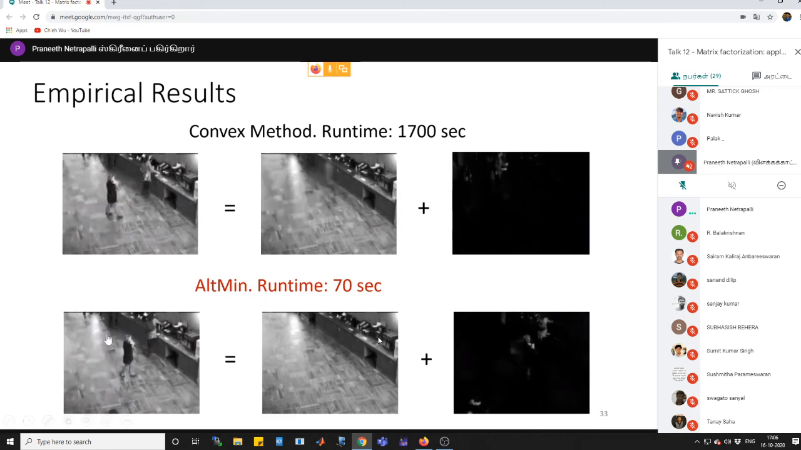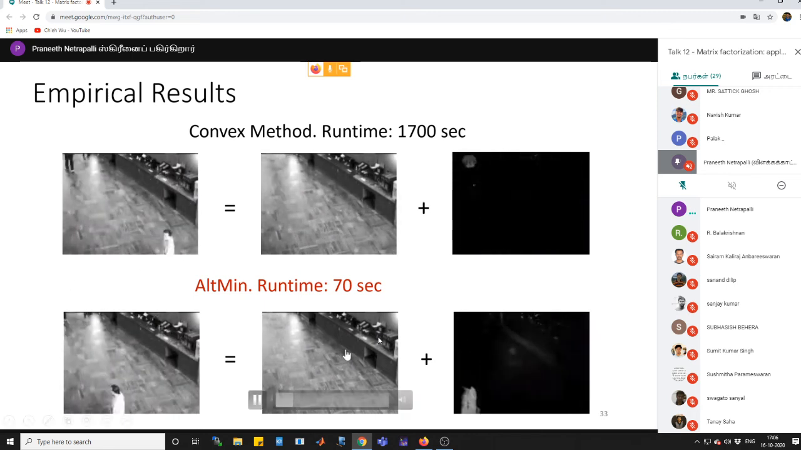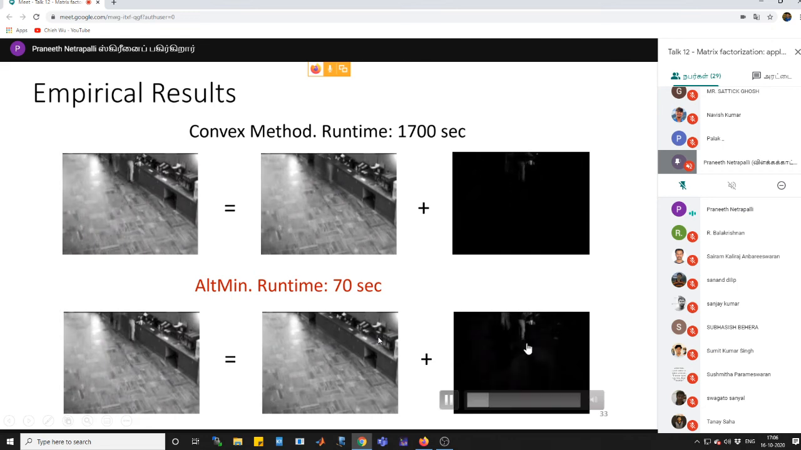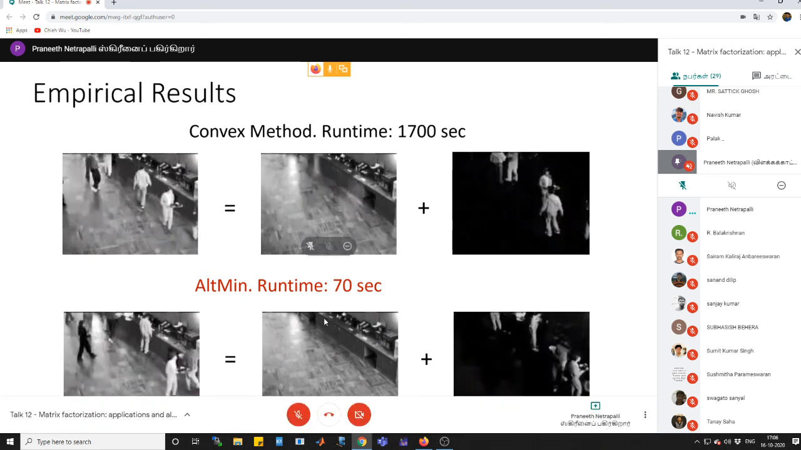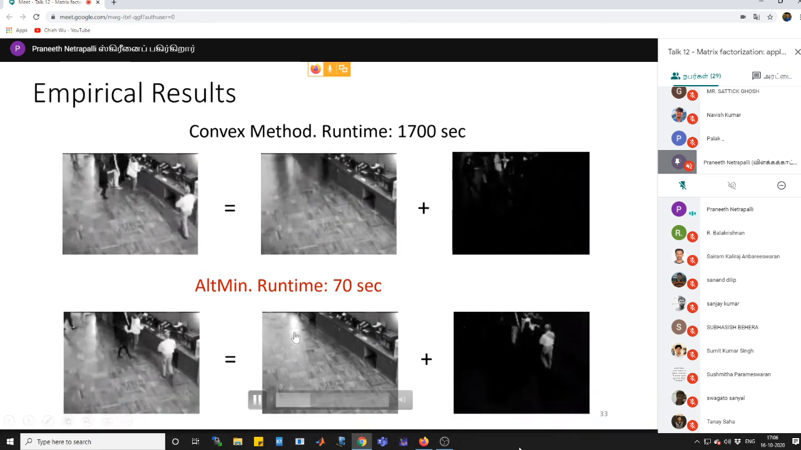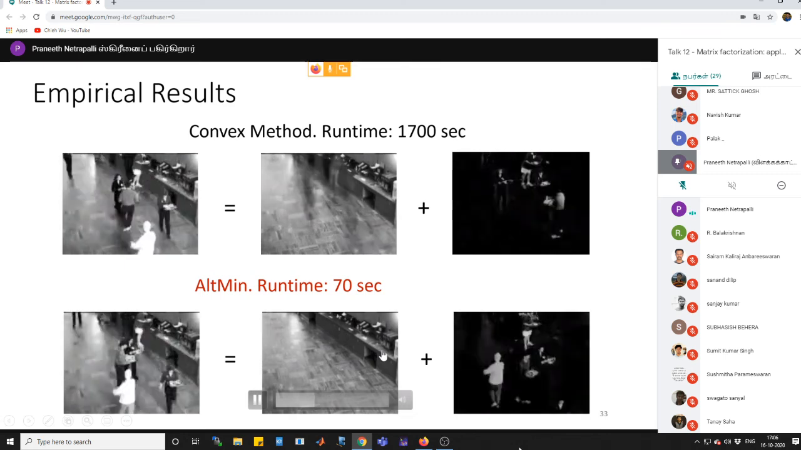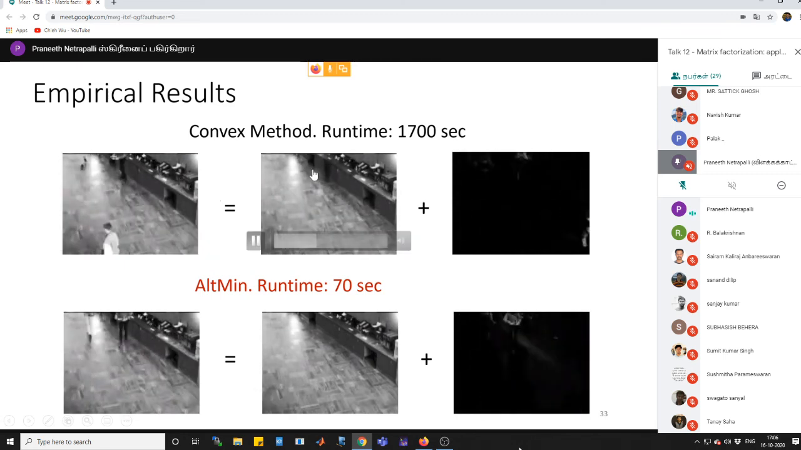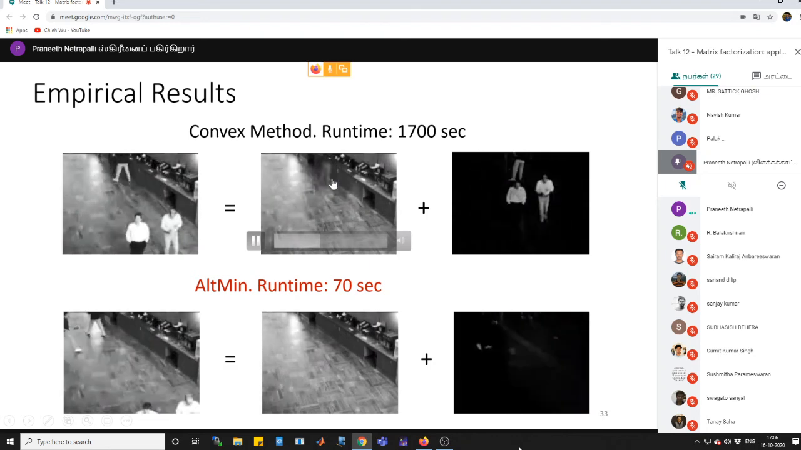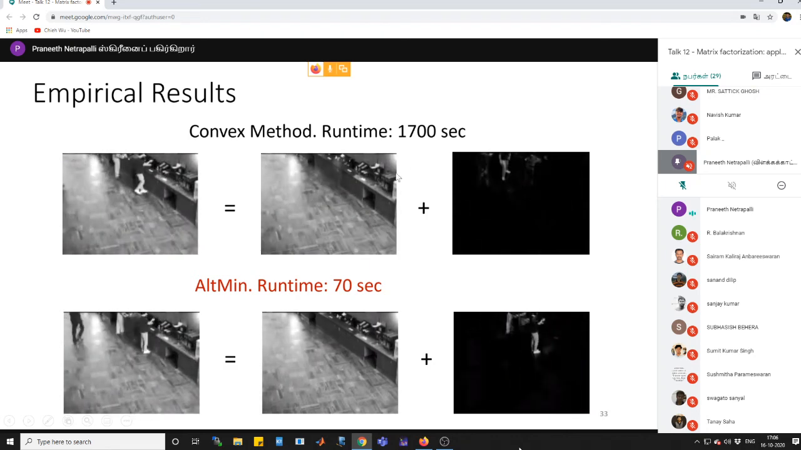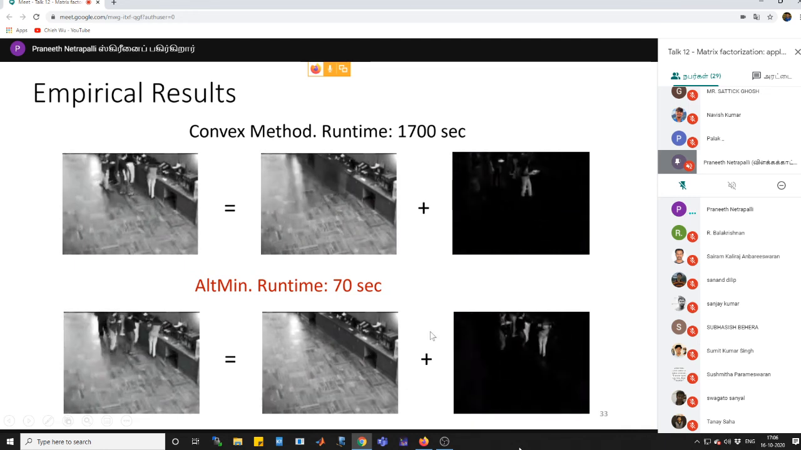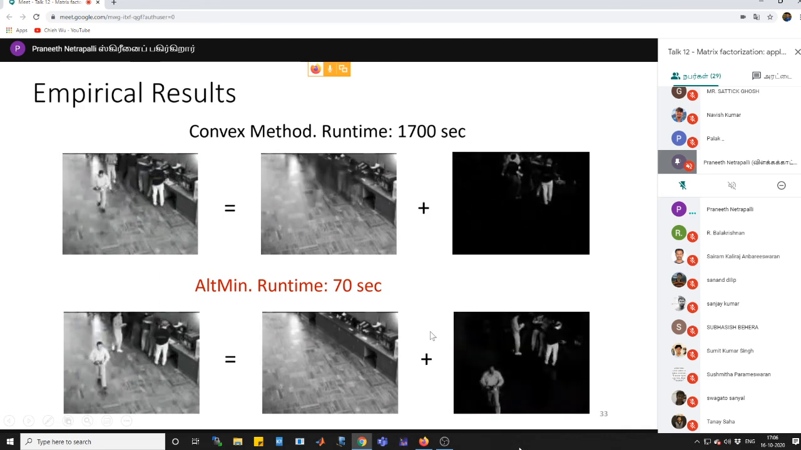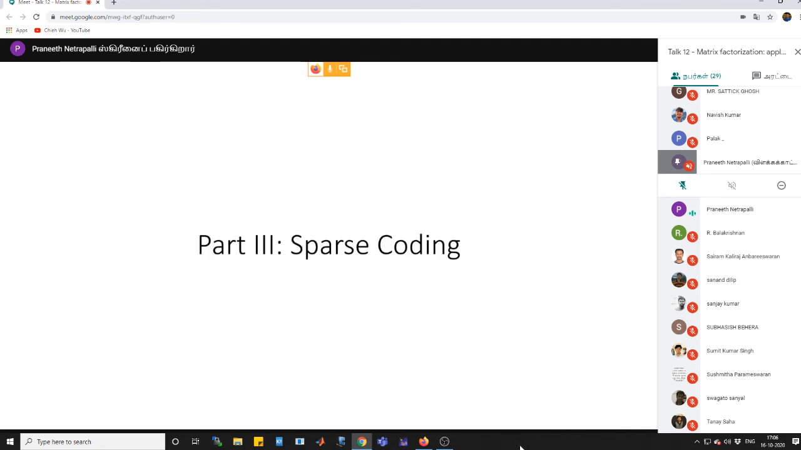As people keep coming in, the background does not really change much, and people essentially appear only in this foreground part. In terms of output quality, this seems very good, and the convex method seems to have at least some shadows from the foreground in this part, but alternating minimization seems much more robust. And it is much faster. So that's all I wanted to say about the robust PCA part.